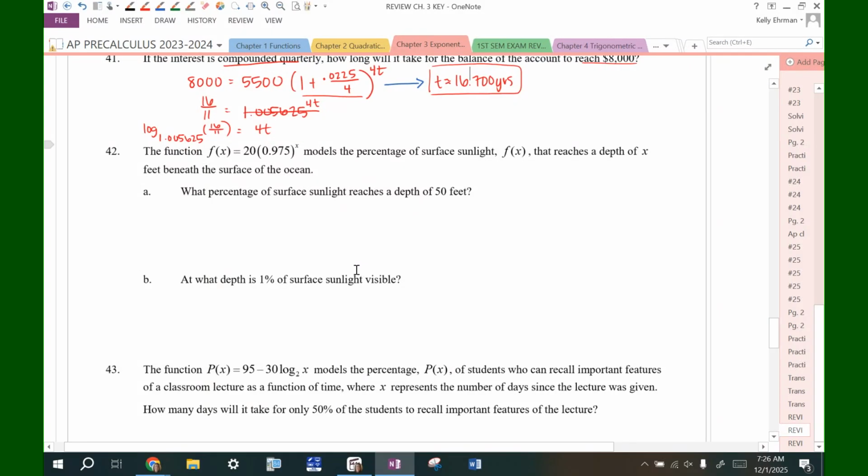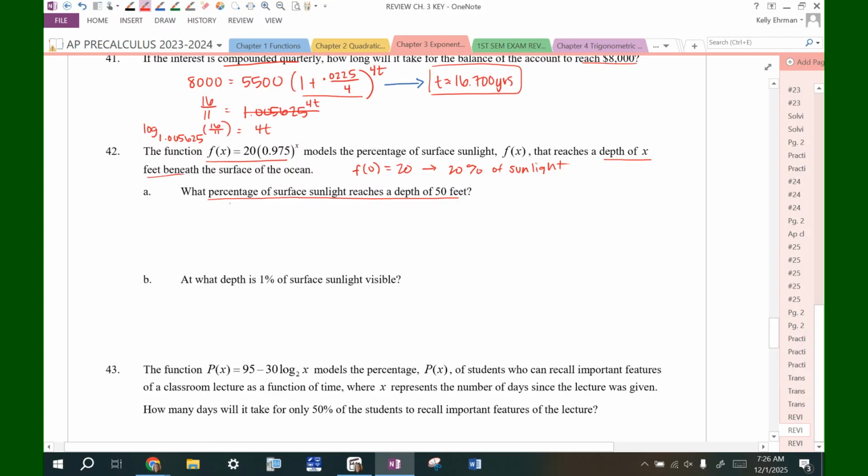All right, let's look at this one. 42. Now we're given a new function. It models the percentage of surface sunlight, f of x, that reaches a depth of x feet beneath the surface of the ocean. What percentage of surface sunlight reaches a depth of 50 feet? Now, I know we're used to saying percents are decimals, right? But think about this. F of 0 would just equal 20. So this is 20% of surface sunlight.